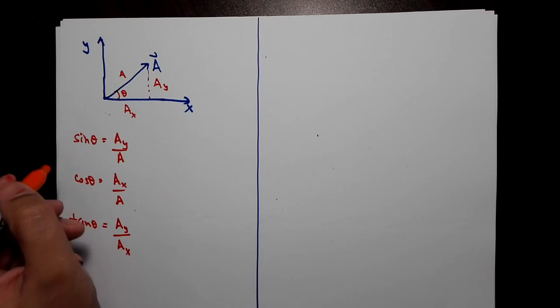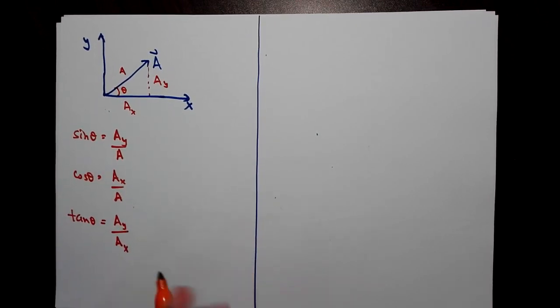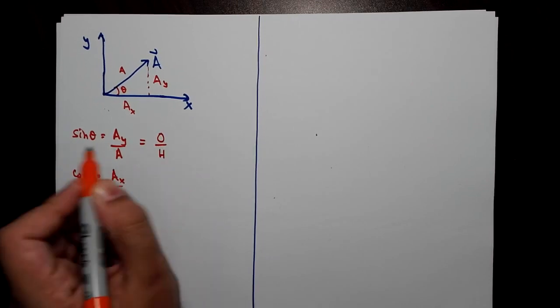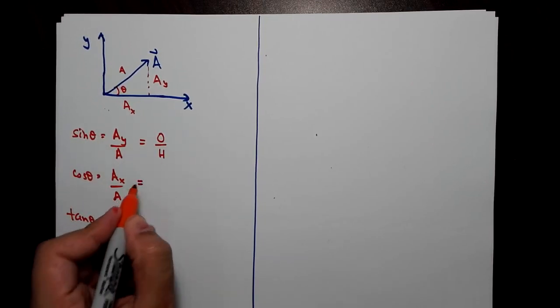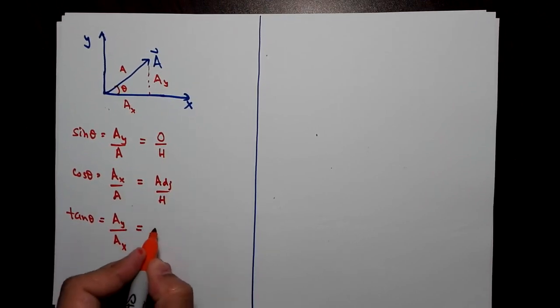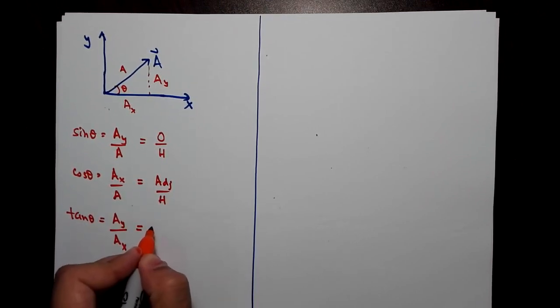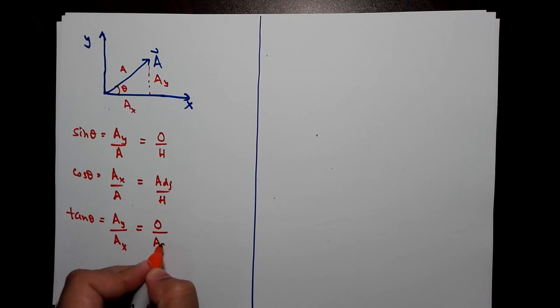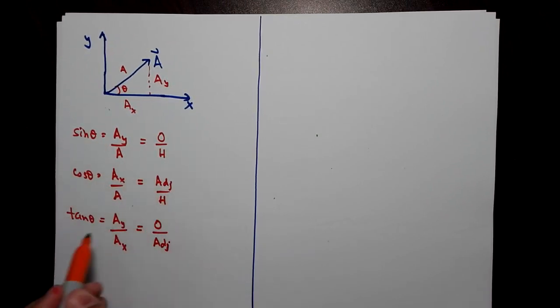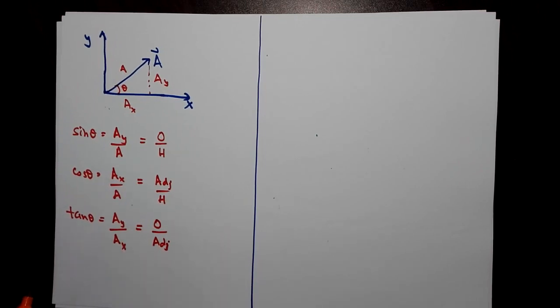So the way students usually remember this is by SOHCAHTOA, right? So this is opposite over hypotenuse. This is adjacent over hypotenuse. This is opposite over adjacent. So this is SOHCAHTOA, right? That's a trick that students use.